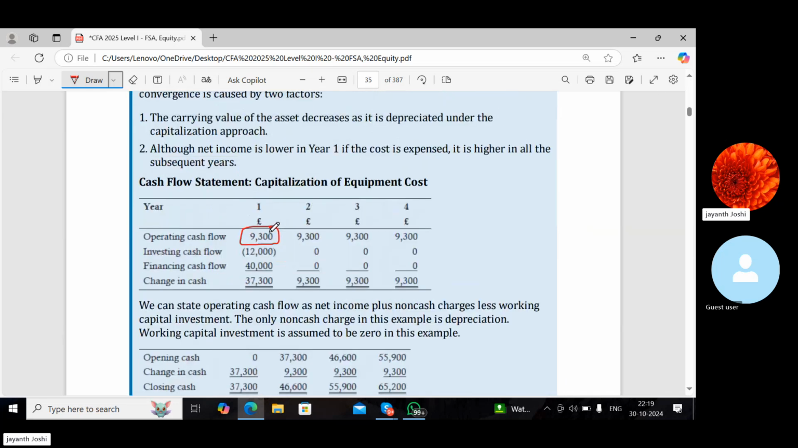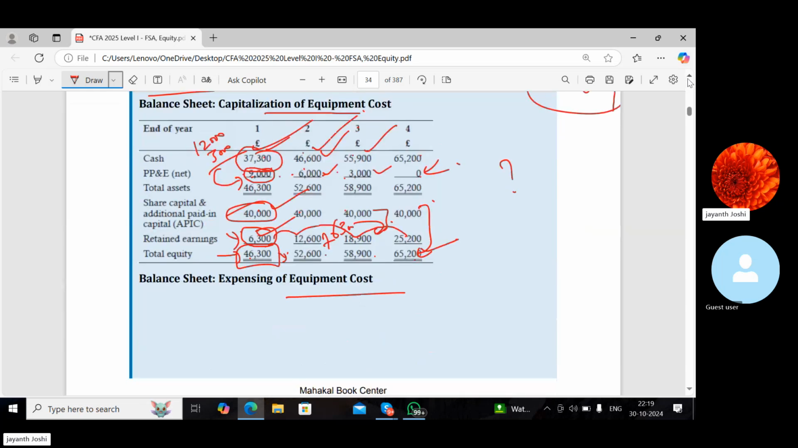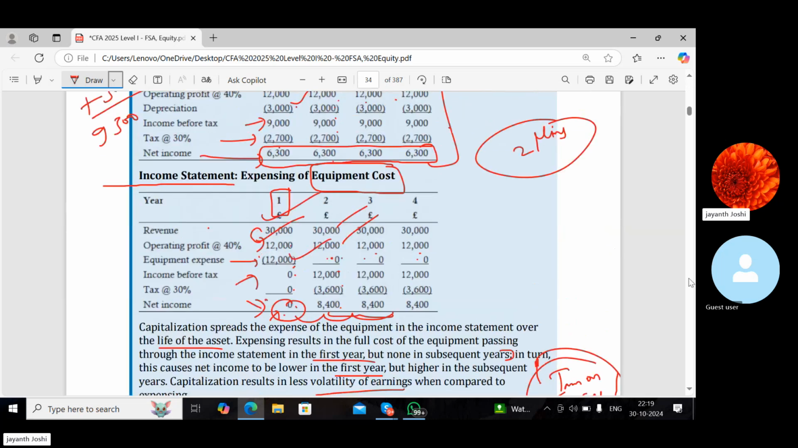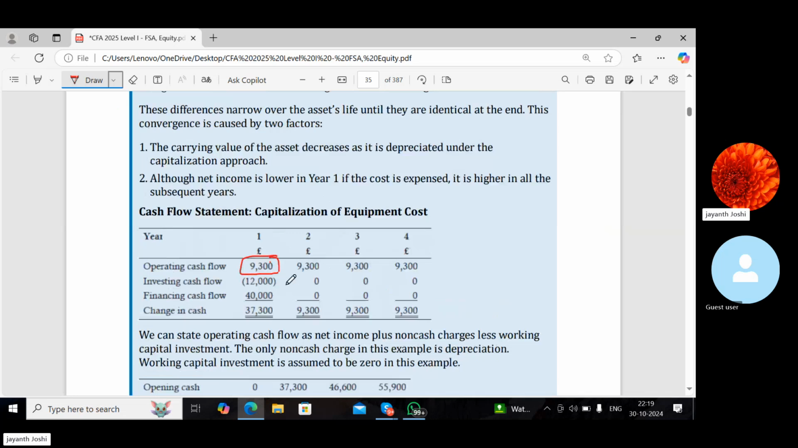Okay, this is understood. And then what is investing cash flow? What did we purchase? What data have they given us? Yeah, equipment we have purchased. So purchase of equipment is an investing cash flow, and we have arranged capital for our business, so 40,000. Second year, investment happens only once, capital is raised only once.